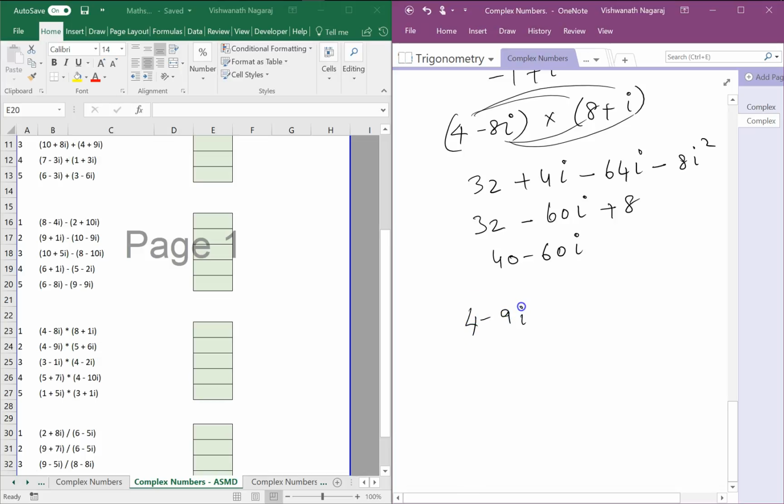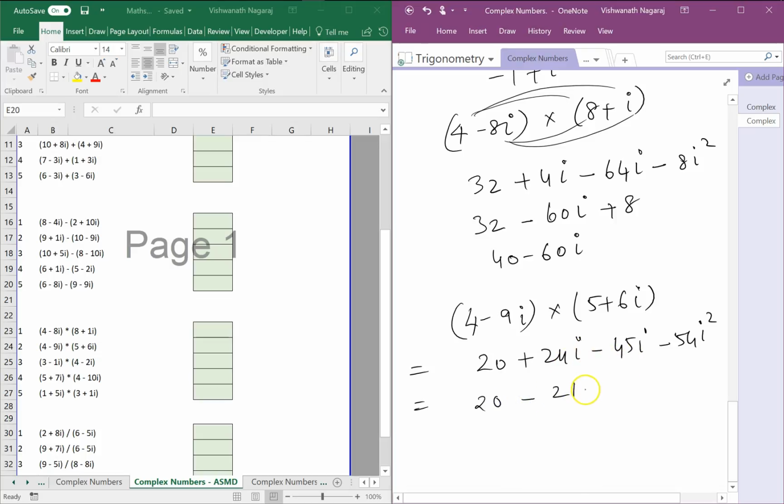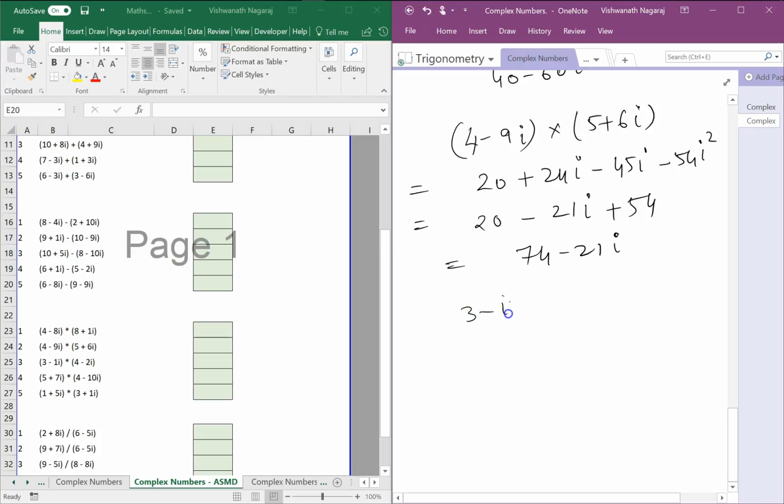4 minus 9i times 5 plus 6i. 5 4s are 20, plus 6 4s are 24i, minus 9 5s are 45i, minus 9 6s are 54i square. 20 minus 21i plus 54. So 74 minus 21i. 3 minus i times 4 minus 2i. 3 4s are 12.